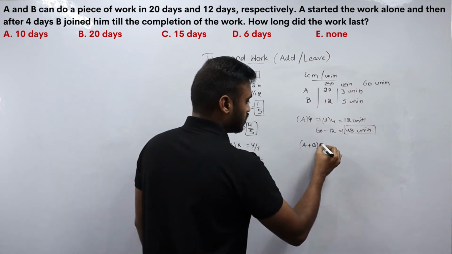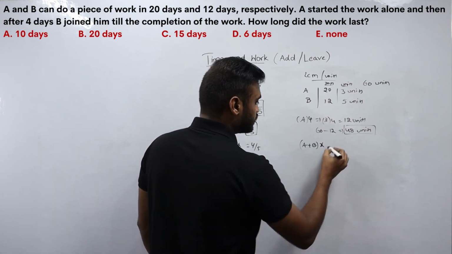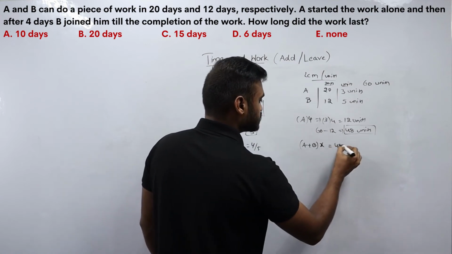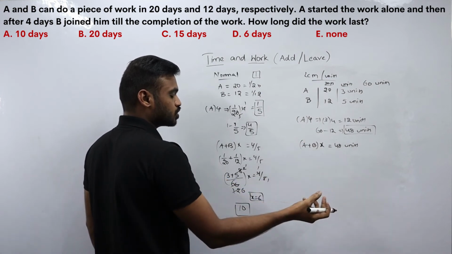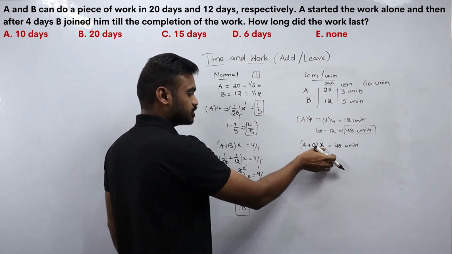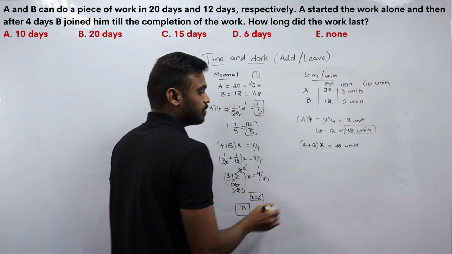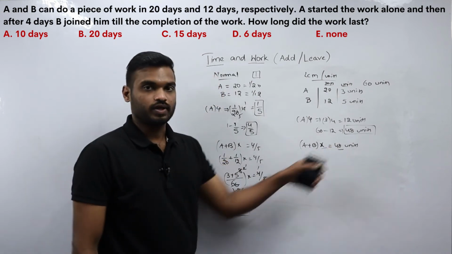Let us assume the amount of time taken will be x, equal to 48 units. B has joined the work and we don't know the total time taken by them, so I am assuming x days to complete these 48 units of leftover work.